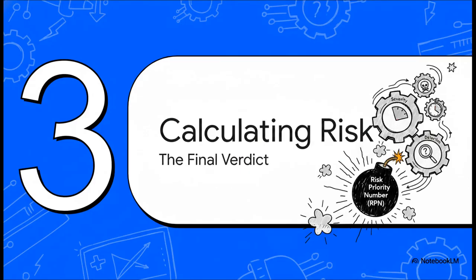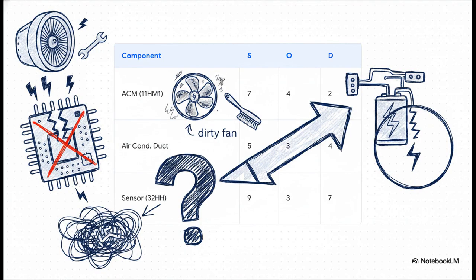Which brings us to Section 3, calculating risk, the verdict. So, with the qualitative analysis done, it's time to actually quantify the threat. Based on our analysis results, which component is the most critical? We figure this out by calculating the risk priority number, or RPN, which multiplies 3 factors: severity, occurrence, and detection. Let's look at how experts scored our suspects using field data.